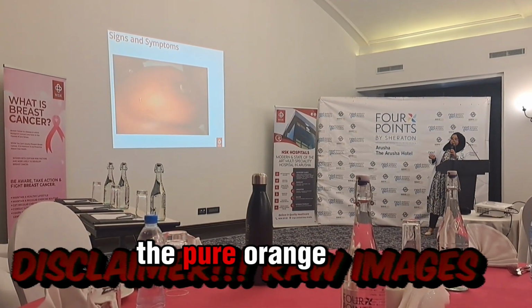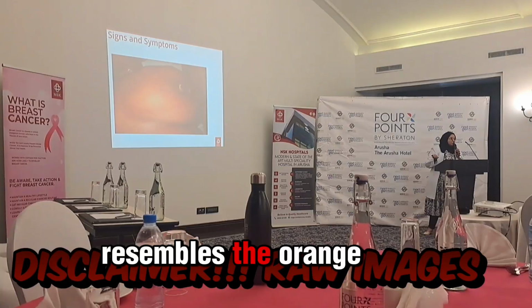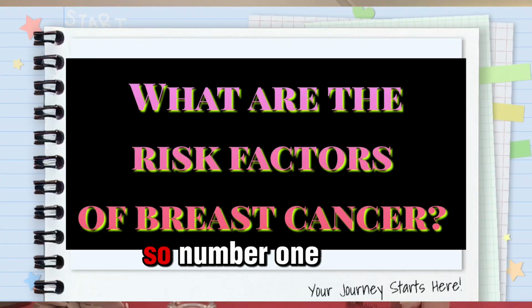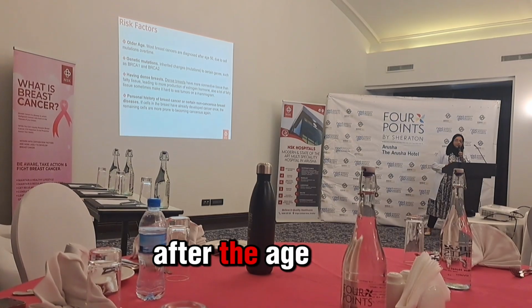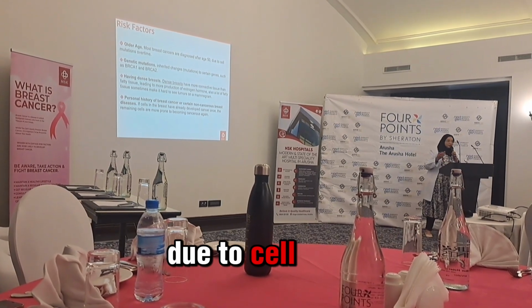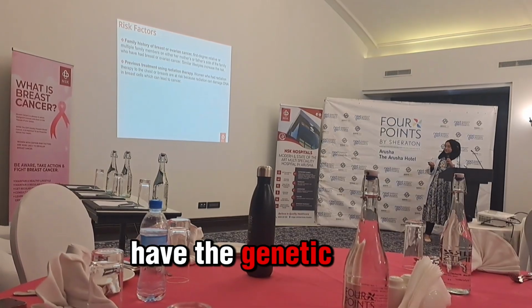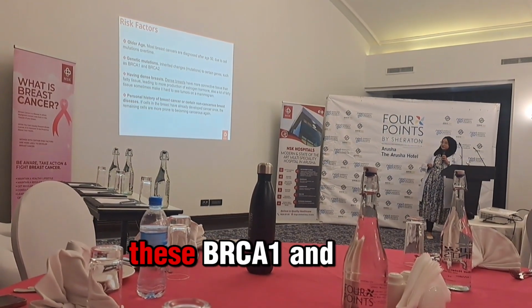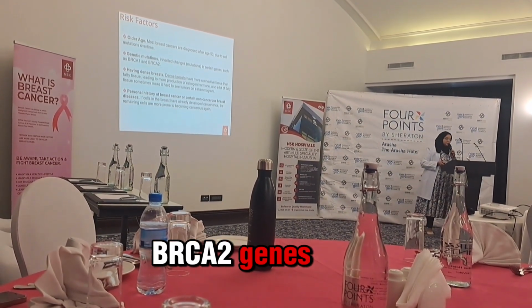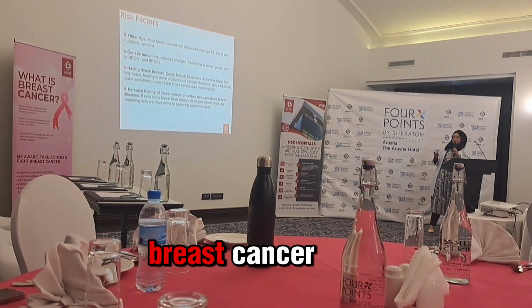So this is the peau d'orange, the one that resembles the orange peel. Now the risk factors. Number one is older age. Most breast cancers are diagnosed after the age of 50, and that is due to cell mutations that happen over time. Then we also have the genetic mutations. We have the BRCA1 and BRCA2 genes. When they mutate, you can get breast cancer.